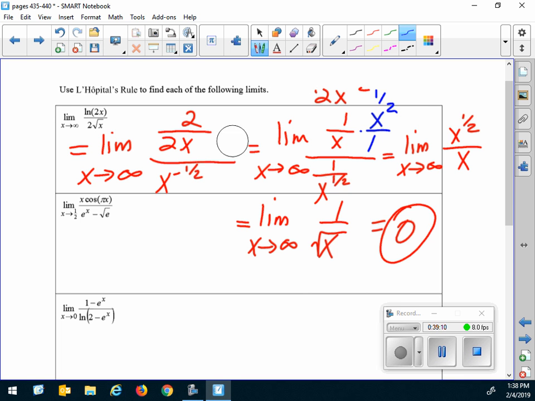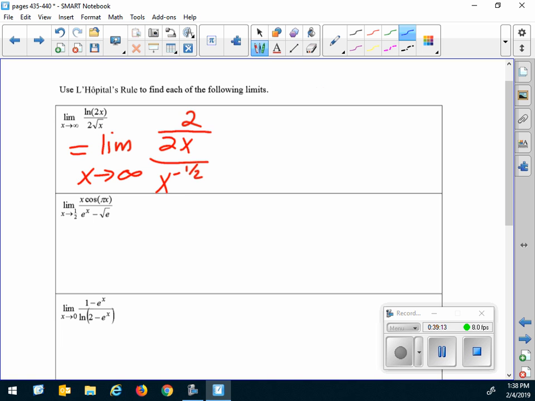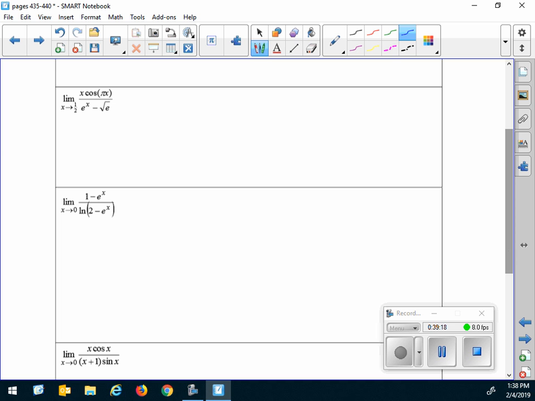Next one. Well, that just looks ugly, but let's see what we can do. The limit as x approaches 1/2. How are we going to take the derivative of that numerator? Product rule, good. Product rule and chain rule. One thing that I'm worried about, I'm afraid you're going to want to do the quotient rule. L'Hopital's rule is take the derivative of the numerator, take the derivative of the denominator.